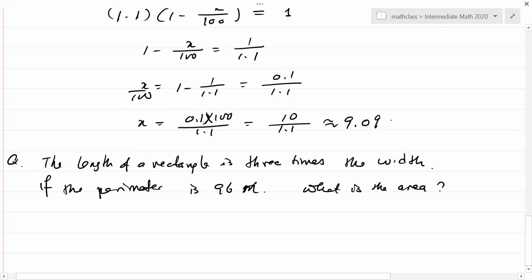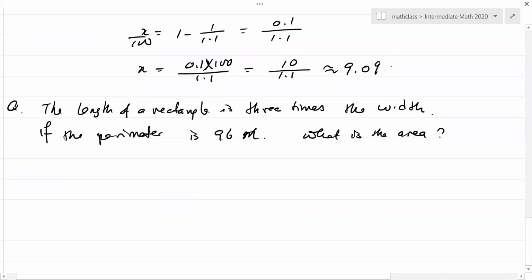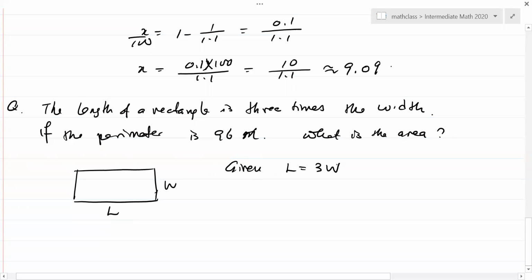Okay, so let's draw the picture first. Always draw the picture. You mark it. What do you know? This is the length, this is the width. We are given the following information: the length is going to be 3 times the width. And we also know that the perimeter, L plus W divided by 2, multiplied by 2, is going to be 96. What do we have to find out? We want to find the area, which is L times W, right?